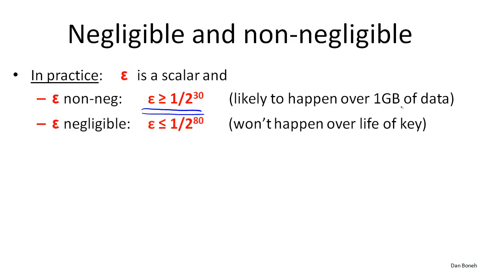On the other hand, we'll say that 1 over 2 to the 80, which is much, much, much smaller, is an event that happens with this probability is an event that's actually not going to happen over the life of the key, and therefore we'll say that that's a negligible event. As it turns out, these practical definitions of negligible and non-negligible are quite problematic, and we'll see examples of why they're problematic later on. So in fact, in the more rigorous theory of cryptography, the definition of negligible and non-negligible are somewhat different.